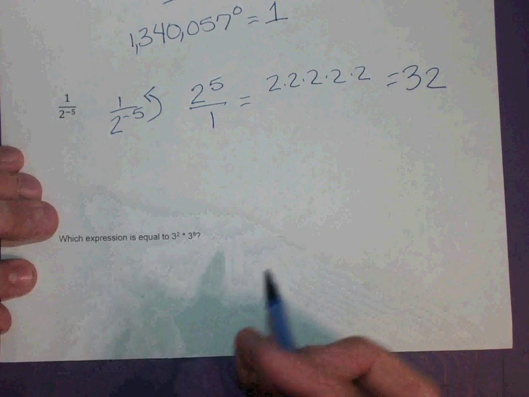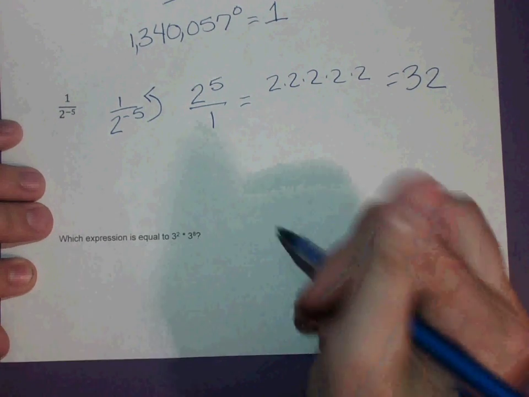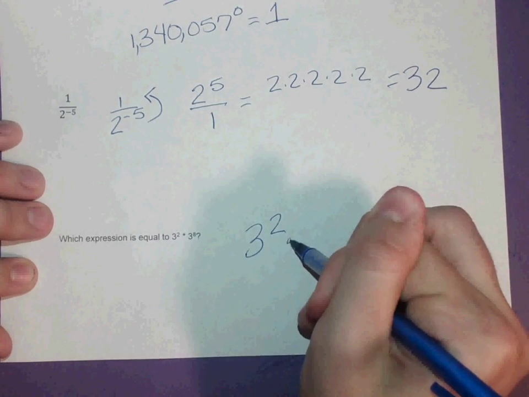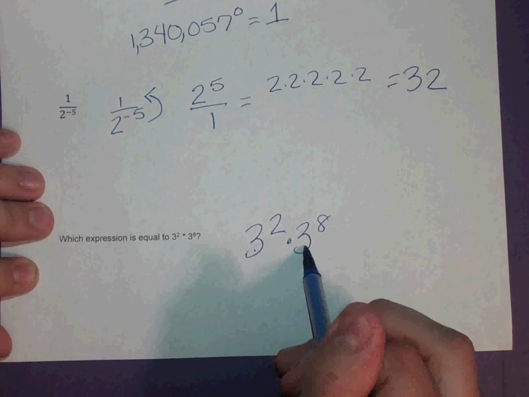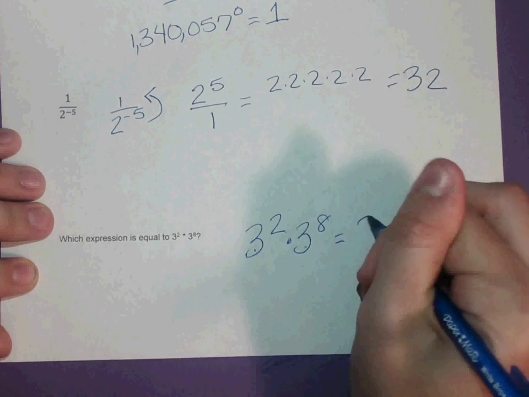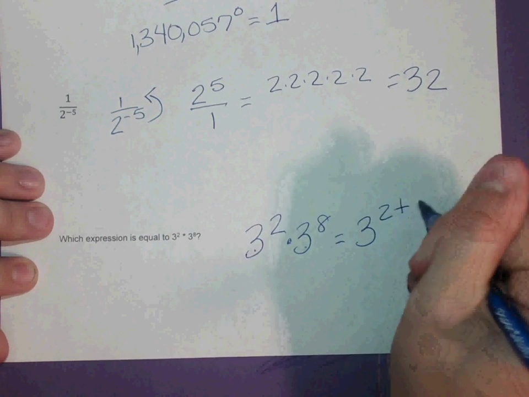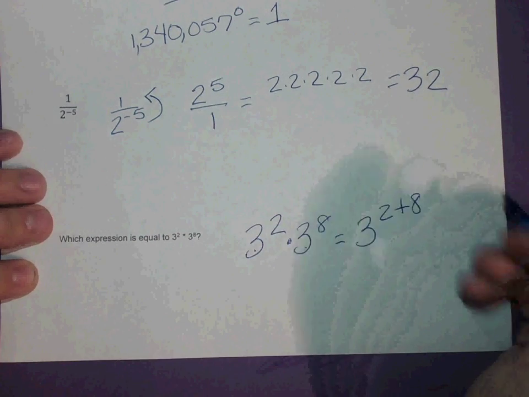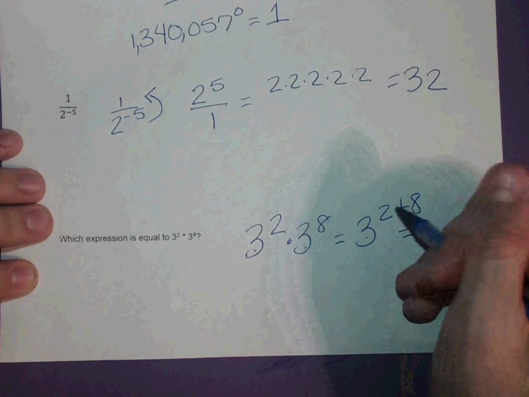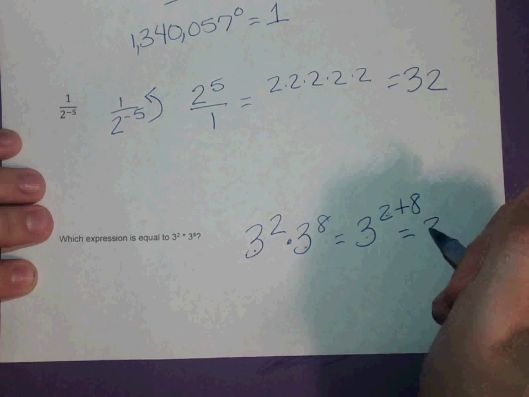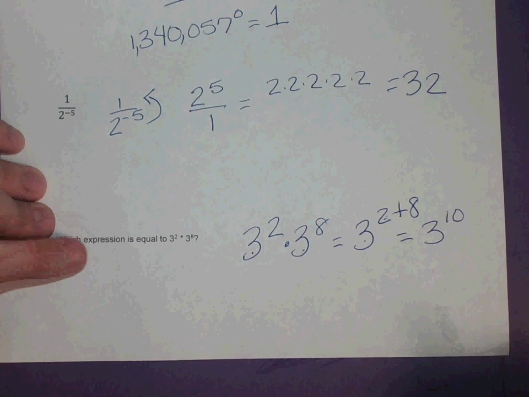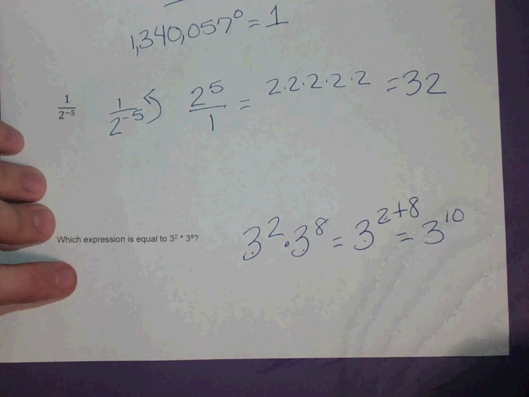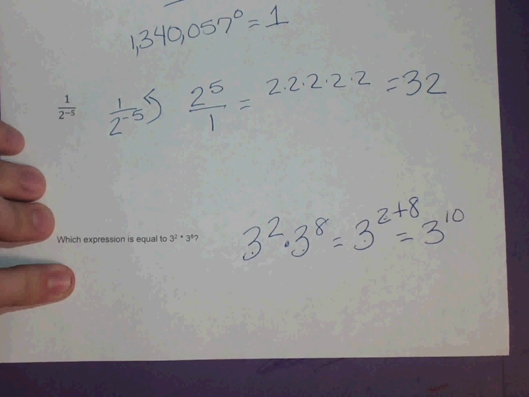Okay, and this last one. What expression is equal to 3 squared times 3 to the 8th? Well, we are multiplying something with the same base, so our rule tells us just to add those exponents. So 3 raised to 2 plus 8, that would be 3 to the 10th. I could simplify that, 3 times itself 10 times, either in my head or using the calculator.